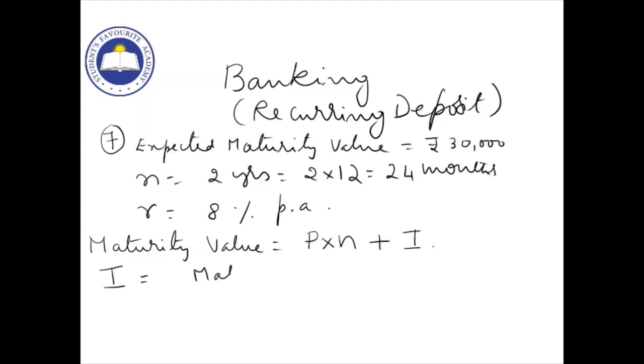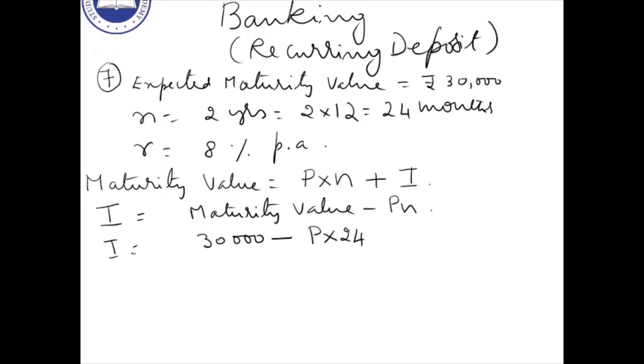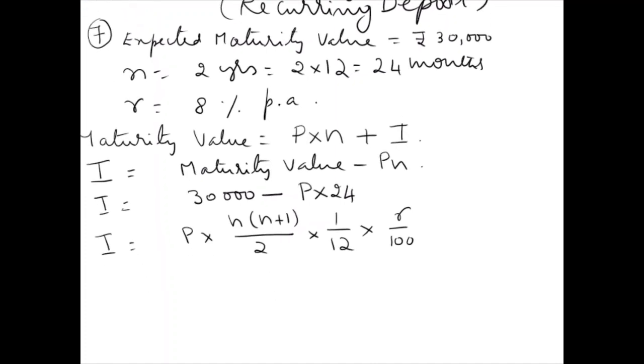So I is equal to maturity value minus Pn, that is P into n. So I is equal to maturity value 30,000 minus P, which we don't know, so let it remain as P, but n we know, that is 24. So according to this, I is this, but as per the formula, I is equal to P into n into n plus 1 upon 2 into 1 upon 12 into R upon 100. You remember this formula, children? Earlier we found I using the formula maturity value is equal to P into n plus I, and from that we got I as this. Let us call it equation 1.